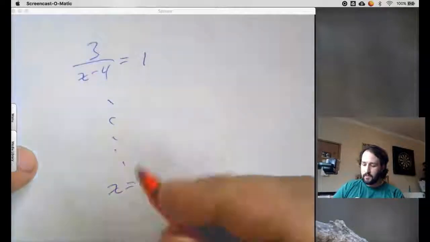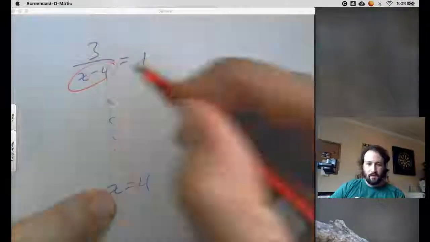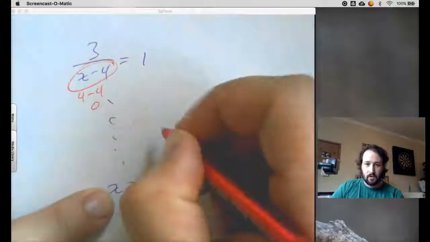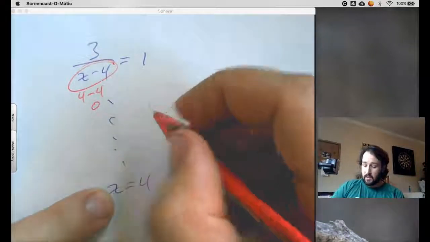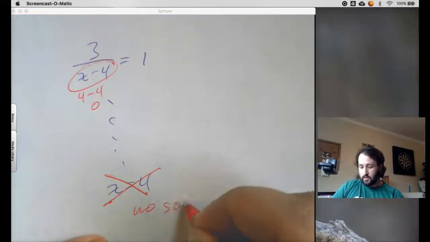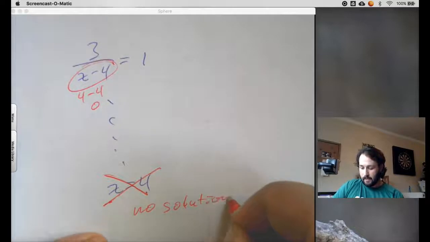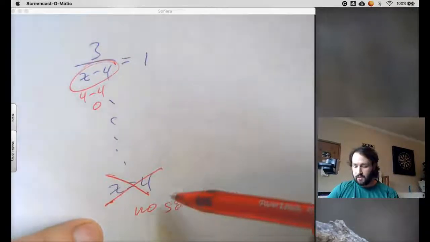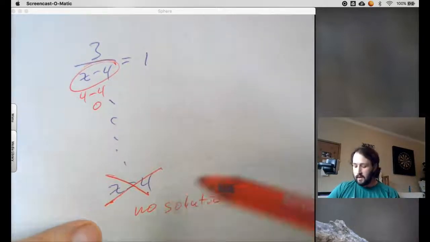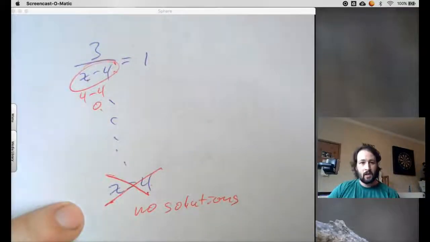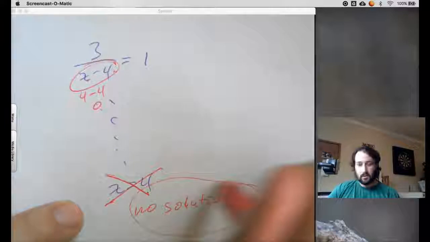If I got x equals 4, check it right there. If I put in a 4 for x, that would have been 4 minus 4, which is 0. I cannot divide by 0. So this would not have been a solution, and I would have said there are no solutions. Again, that's not the solution for this equation, but hypothetically, if it was, we cannot use it because 4 minus 4 is 0. You cannot divide by 0 ever, even as a solution. So there would be no solutions for that problem.